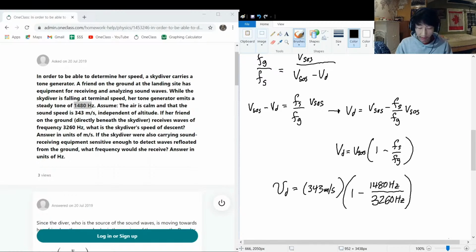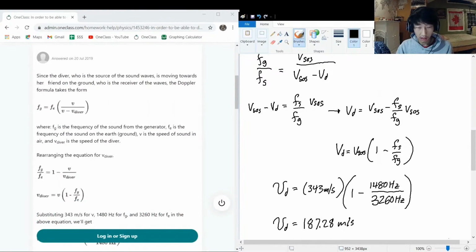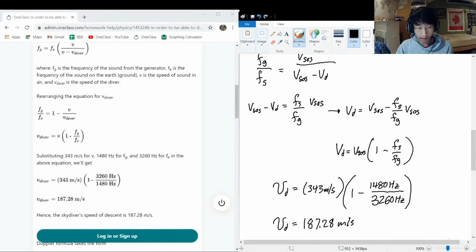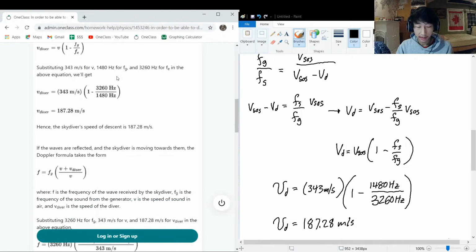Okay, now we send that through my calculator and we can see what we get. Cool. So the result that I calculated was VD is equal to 187.28 meters per second. Okay, seems like a reasonable calculation. It seems that the given solution here agrees with us, but this calculation is a little bit wonky, so we gotta watch out for that.